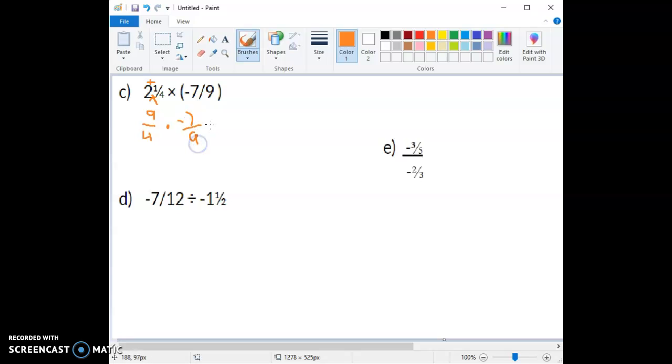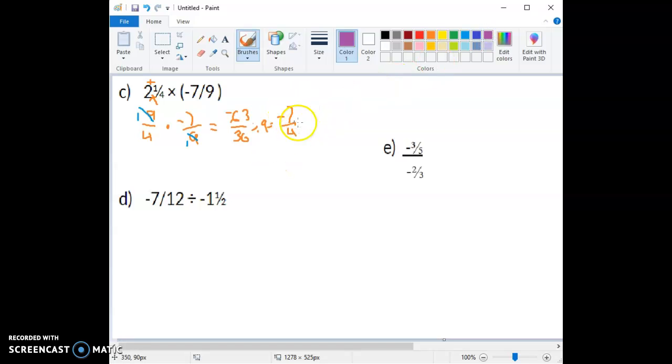Okay, I do not need common denominators. So 9 times 7 is negative 63. And 4 times 9 is 36. Okay, I can divide both these by 9 to make it look prettier, and I'm going to get negative 7/4. Some of you might have noticed over here, I could have automatically just crossed those out, and they could have become 1s.